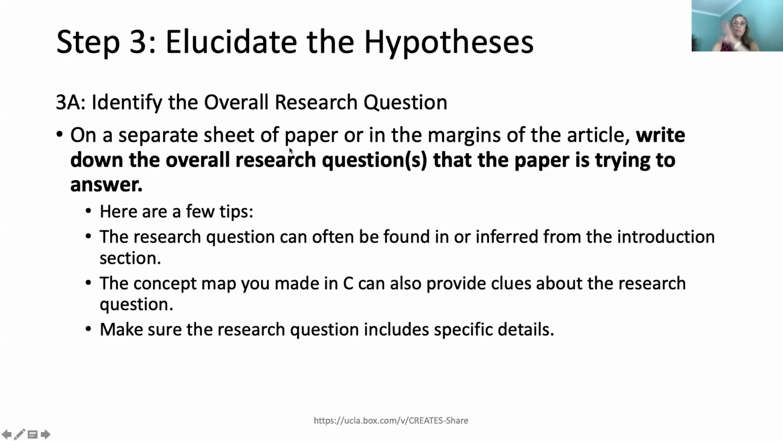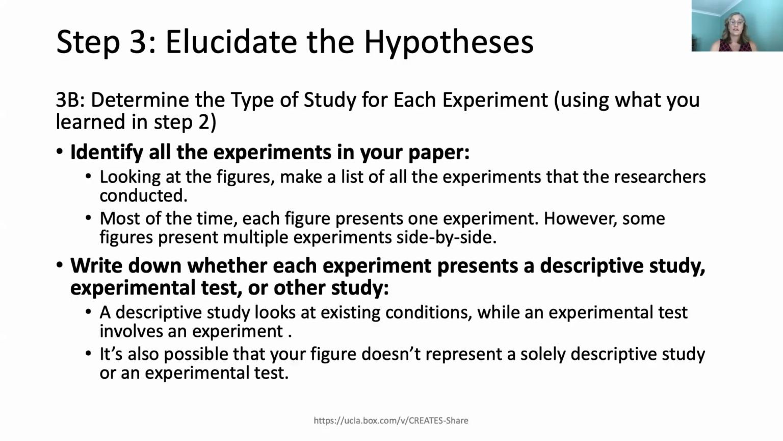Okay. So what's the big picture hypothesis for the whole paper, if there is one? And then the next step, now that you've identified the methods and which results go with those methods, is to ask what the hypothesis is that links those things together. So in order to do this, you think about what kind of experiment it is.